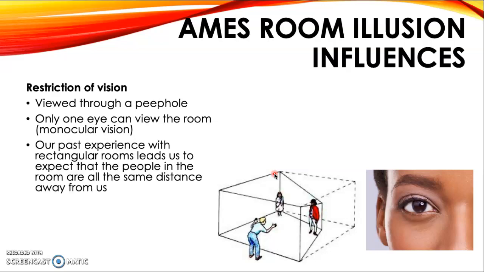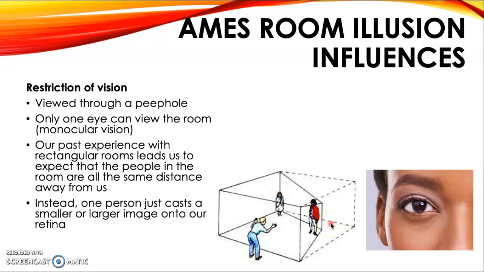And our past experience, as I said earlier, with rectangular rooms leads us to expect that people in the room are always the same distance away from us. So we're used to rectangular rooms, so we assume that this person here is the same distance away as this person here, but that is not the case. Instead, this person here is going to cast a smaller image on our retina, and this person here is going to cast a larger image on our retina because of the distance they are from us. Because we expect them to be the same distance away, this person therefore appears smaller.